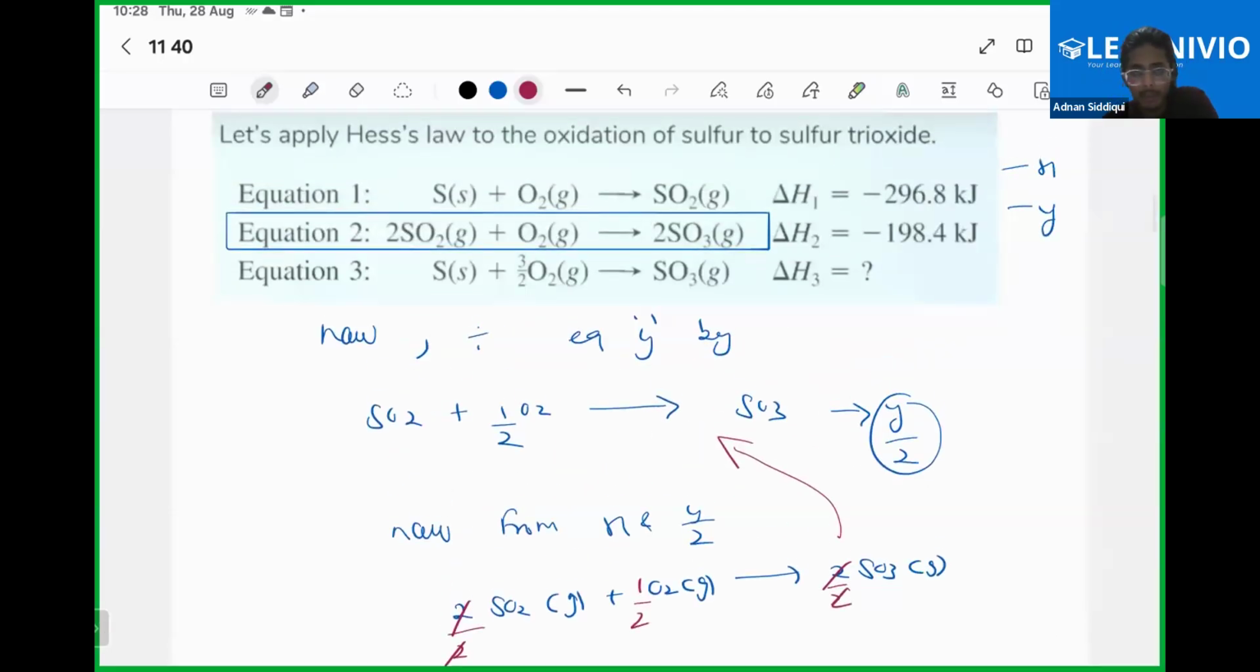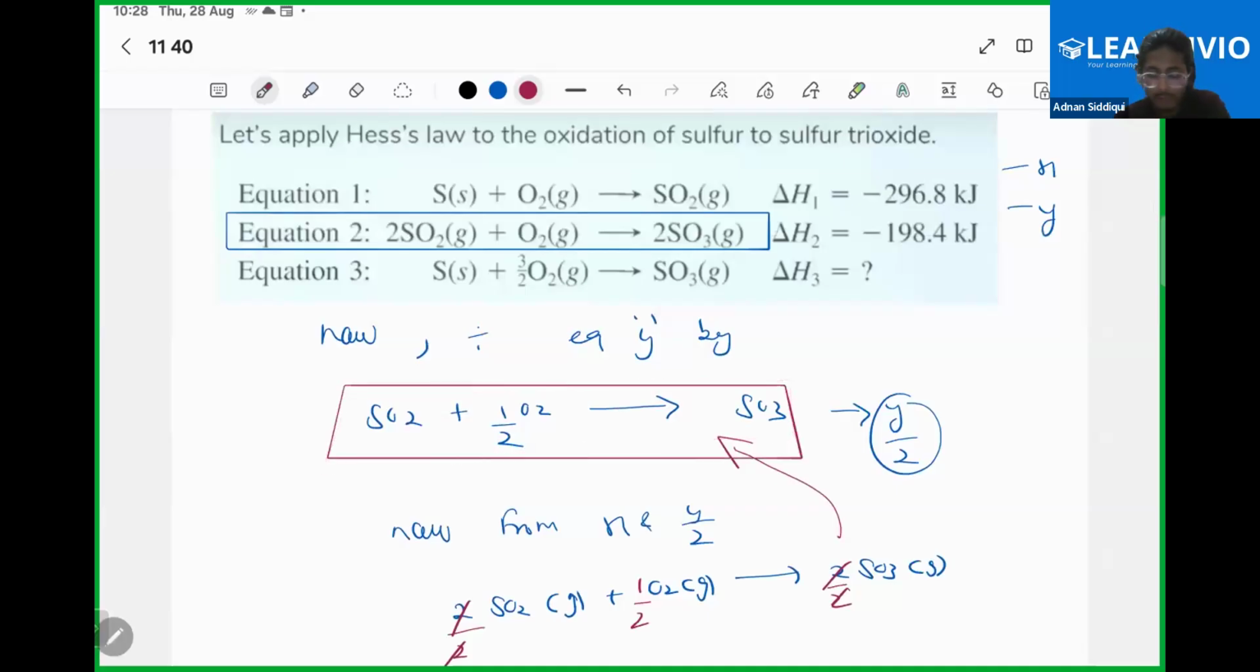What I did, I divided my equation 2 by 2. After dividing it by 2, what equation am I getting? This one. Is it going to affect it? No, because I am dividing both sides, and this equation is still balanced, right?